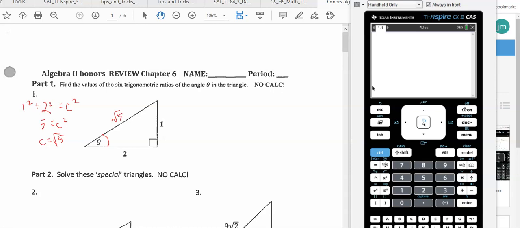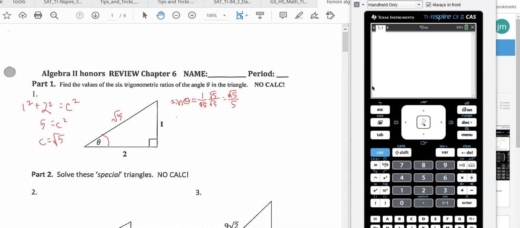So now I'm going to write out all 6 trig ratios and make sure they're in the proper form. So this will be sine of theta equals the ratio of opposite, which is 1 over square root of 5. I need to simplify that. Multiply by square root of 5 over square root of 5. And you get square root of 5 over 5.